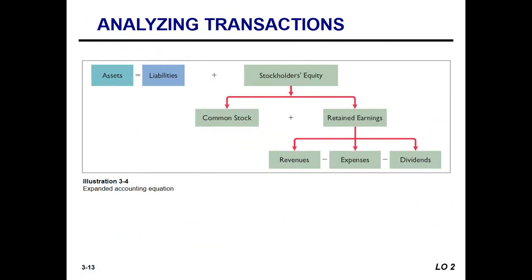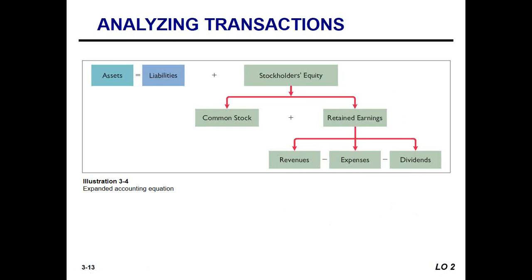Now, if you remember, revenue minus expenses equals net profit, which is brought over to the statement of retained earnings. Dividends are what we pay stockholders or the owners of the company when we give them a portion of the profit. I like my expansion of the accounting equation better, but that's just me.